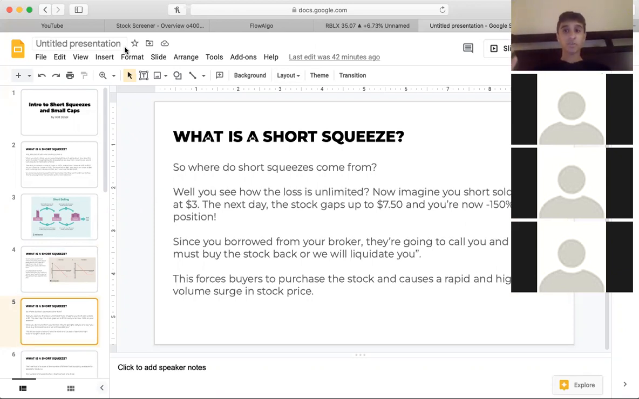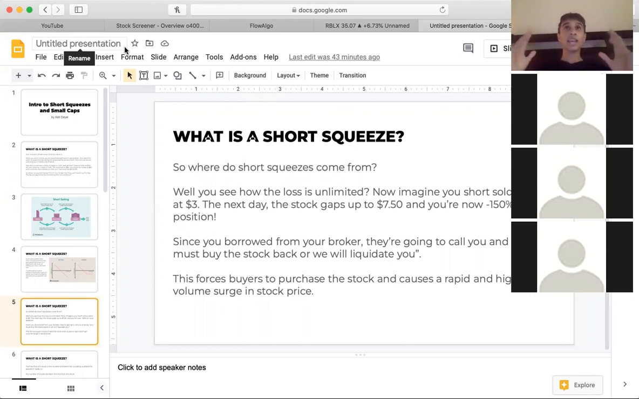Because you're already down more than you have. So your broker, who you borrowed from, is going to call you because they want their shares back, and they say you have to buy it back now. So you have zero shares and you can give me my share back, right? And when this happens to a lot of people at once, it's what they call a short squeeze, because these shorts are getting squeezed out of the stock.